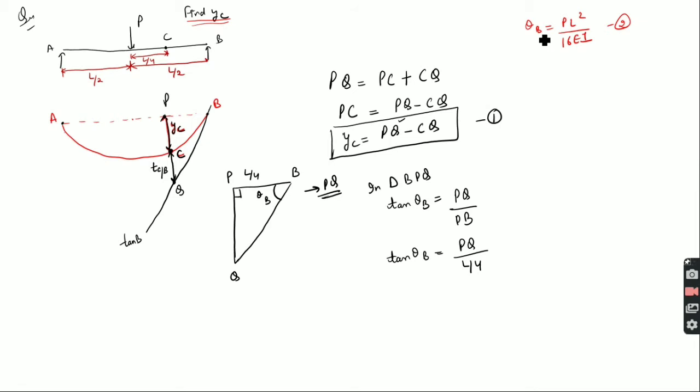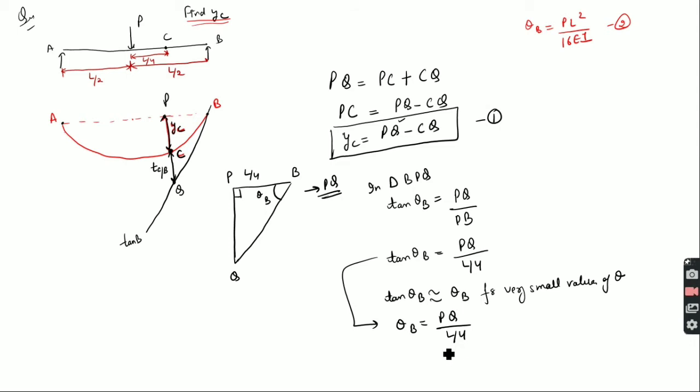Now see this equation of theta B. Theta B will be a very small angle because we know that EI will be a large value, so the denominator will be quite large. So we will get theta B to be very small. So we can write that tangent theta B can be taken as theta B for very small values of theta. Okay, this is a basic concept. So I can write this equation as theta B is equal to PQ upon L by 4, right?